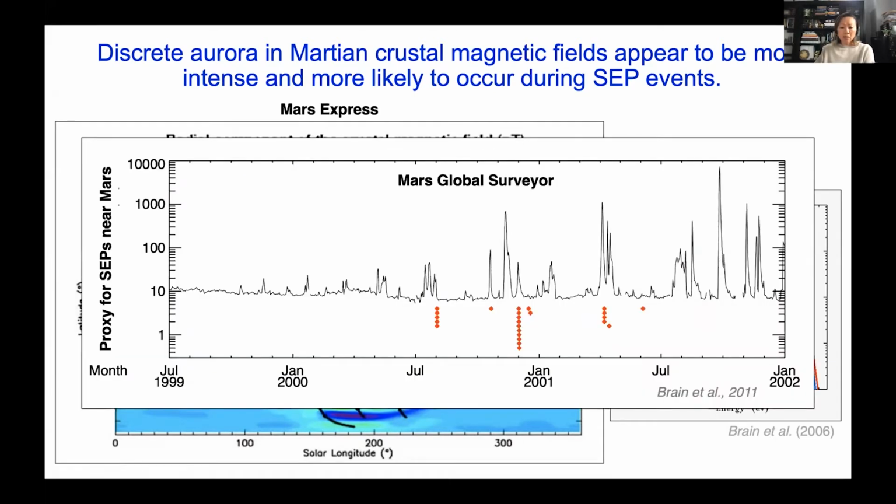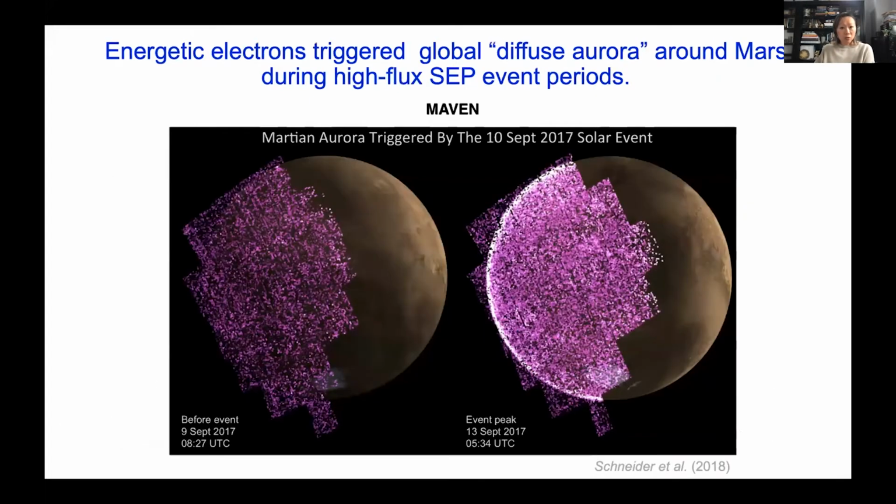And these events, they found that they tend to occur, although not always, when there were SEP events. So that's really interesting, and this is an ongoing topic of study by the community. We still don't fully understand why we see discrete aurora and why we don't see them every single time when we have SEP events. There's also diffuse aurora, which is a global phenomenon at Mars.